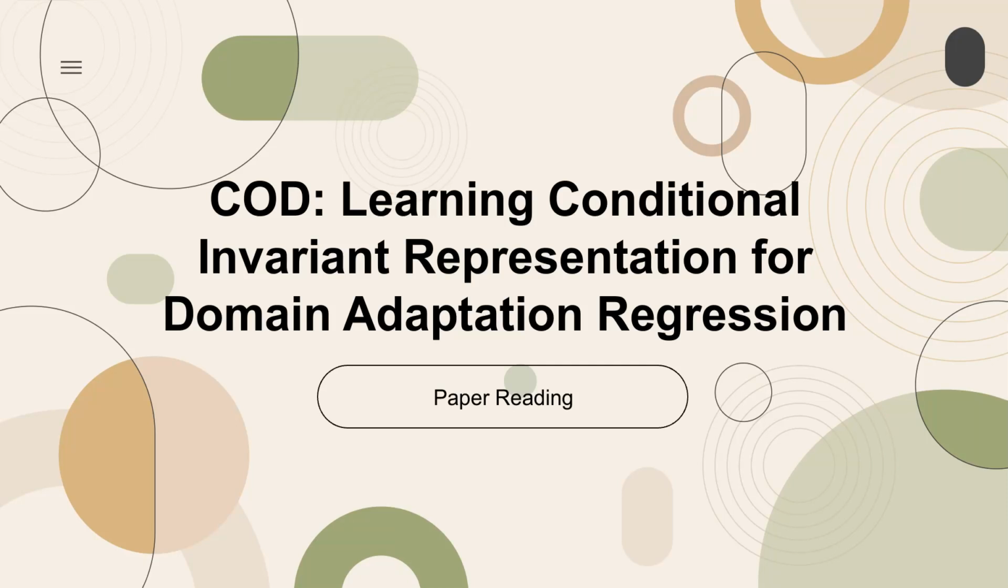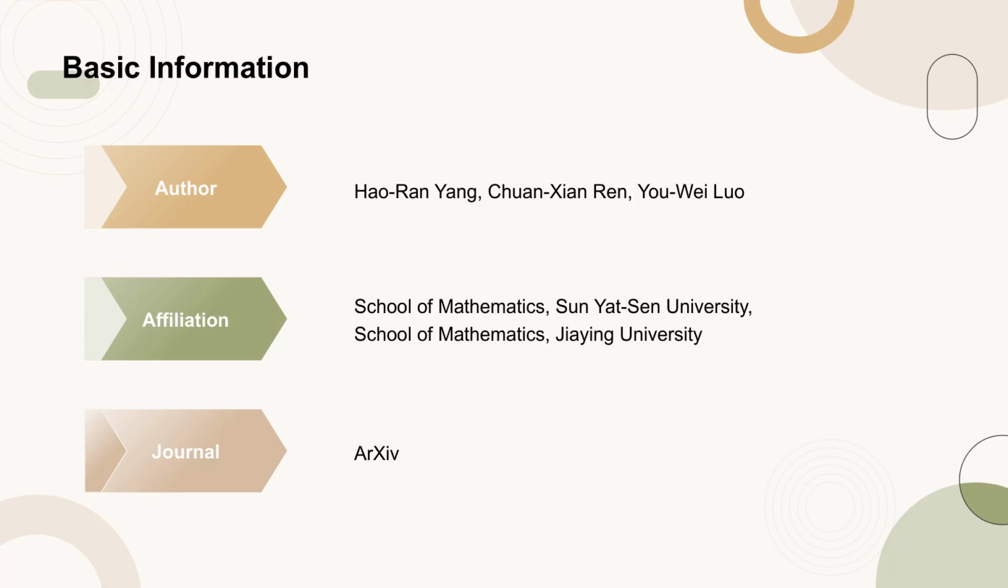Today's paper is titled, COD, Learning Conditional Invariant Representation for Domain Adaptation Regression. This paper was published on arXiv by Hao-Ran Yang and colleagues from Sun Yat-sen University and Jiayin University.